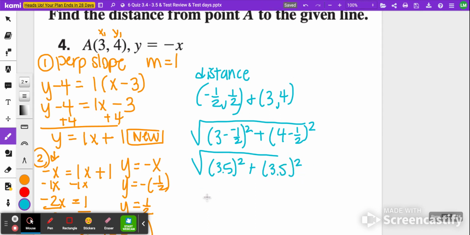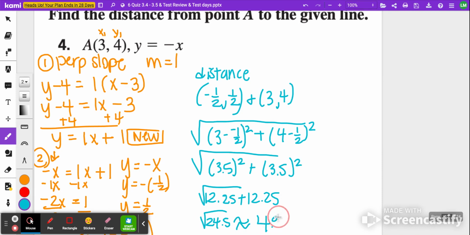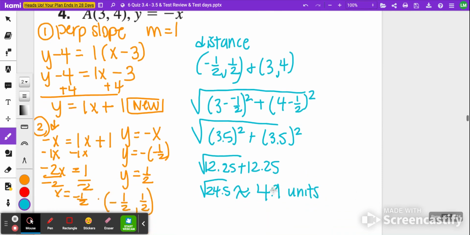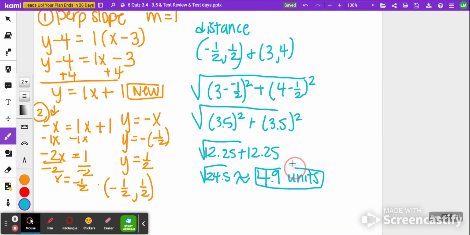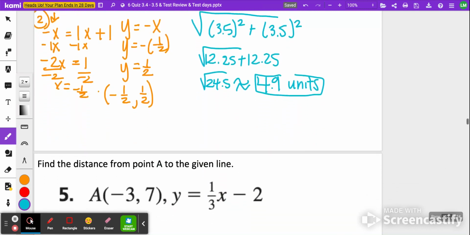3.5 squared is 12.25. So I'm just adding those 12.25s together. That's going to give me 24.5, which comes out to be about 4.9 units. And I just rounded that to the nearest tenth. Okay, so yes, there is a lot that goes on here using point slope form, finding your perpendicular slope, using a lot of substitution. But once we get those steps down, not too bad.